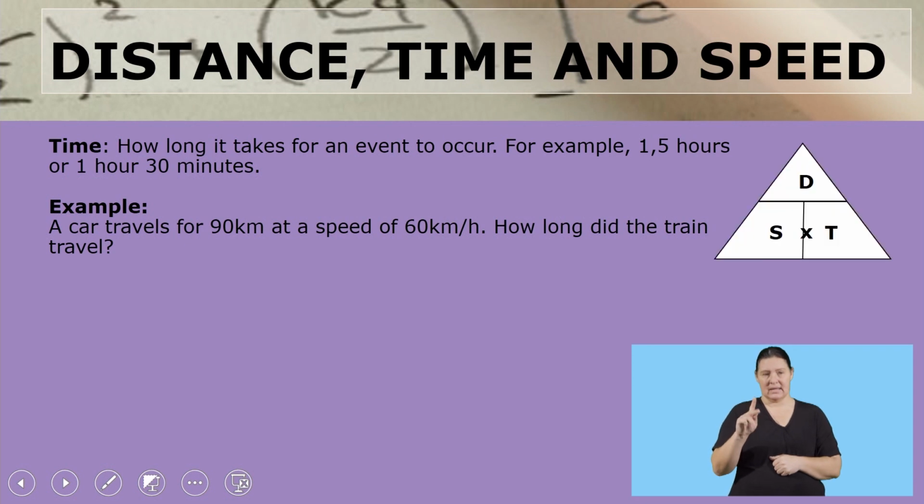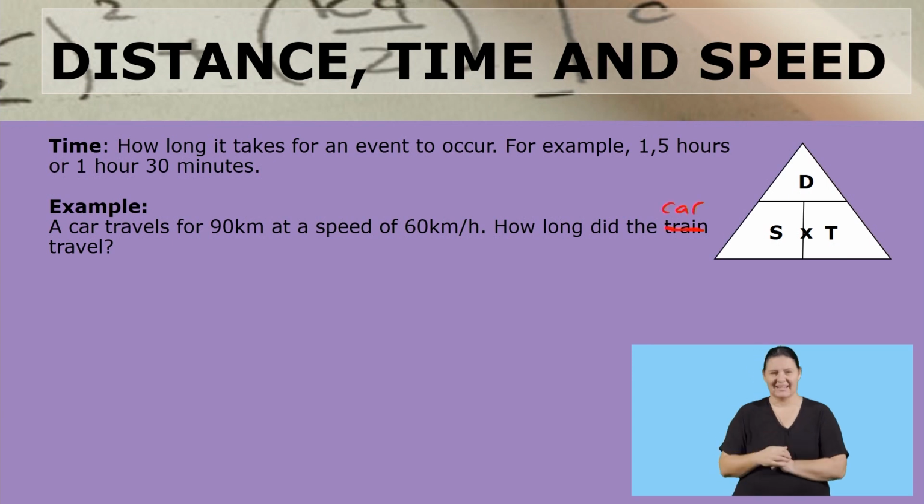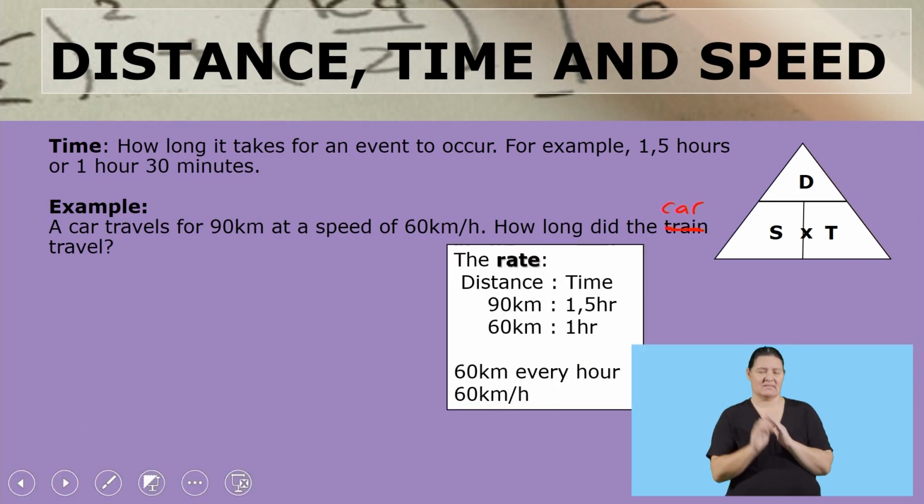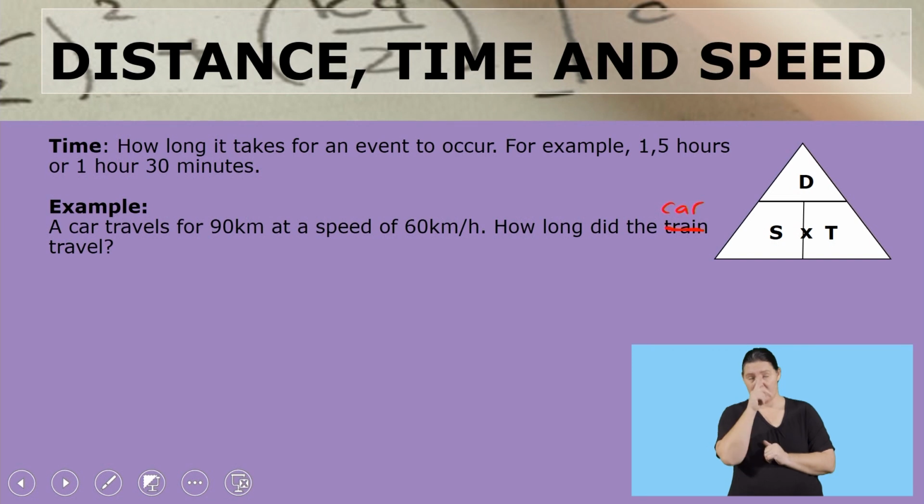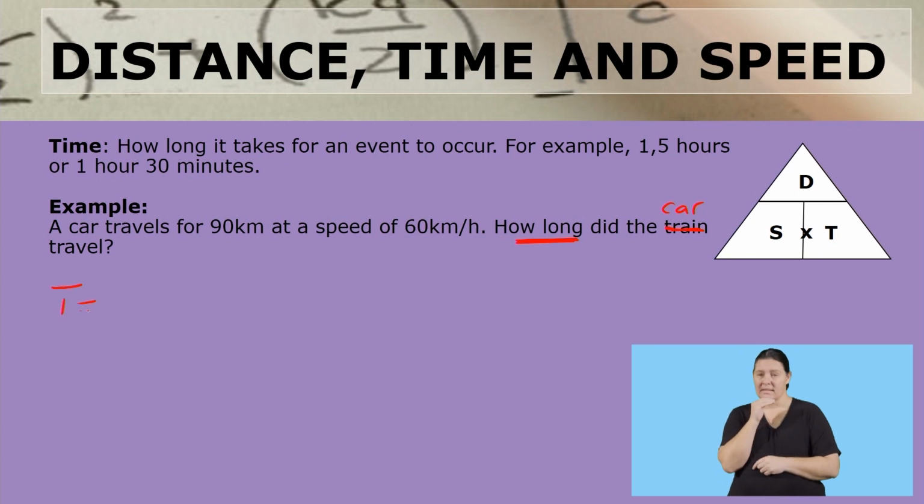How long did the car travel? Sorry for that. Again, we are going to use our diagram to write down this formula. Remember that because we are calculating time, how long, we are going to write down our formula as T. And look at where T is. That means our formula is going to be distance divided by speed.